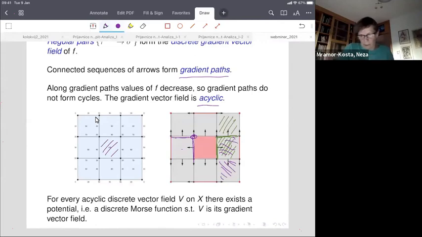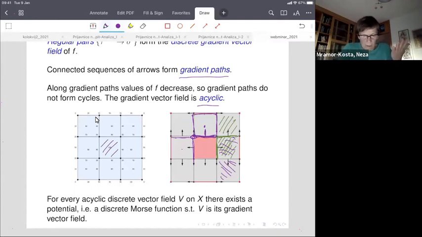Okay, so if you look at a cell, for example, this one over here, since it's connected with an arrow to this edge over here, if you look at all the other edges, the function values from here have to go down, because this is the basic property.